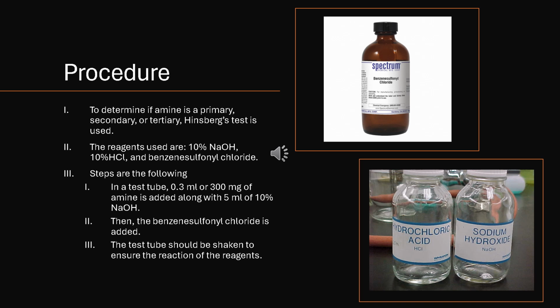In this test, we're going to use the following reagents: 10% NaOH, 10% HCl, and benzene sulfonyl chloride. So the steps are the following. We add in a test tube 0.3 milliliter or 300 milligrams of our unknown amine, along with 5 milliliters of 10% NaOH. Then we add our reagent, which is benzene sulfonyl chloride, and make sure to shake the test tube very well, because sometimes the amine won't dissolve well in the NaOH solution. So shake the test tube well to ensure that the reaction goes well.